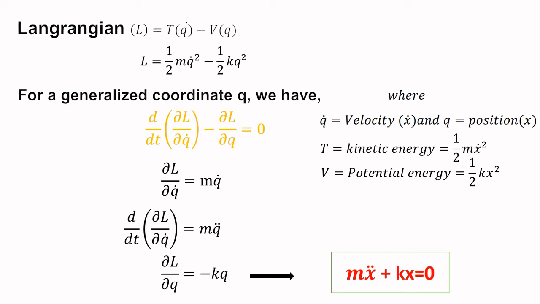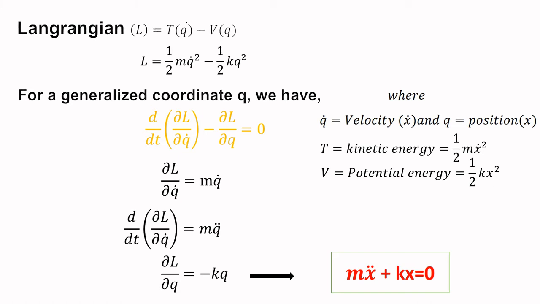So first I will calculate ∂L/∂q̇. This is my value of L written over here. When I find its partial derivative with respect to q̇, I will get mq̇. In the next step, I will find its derivative with respect to t.